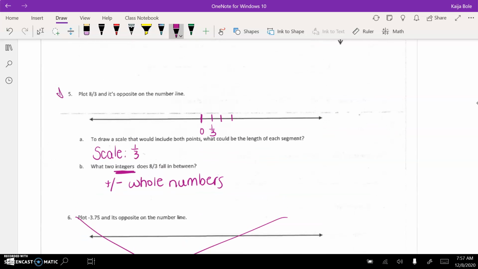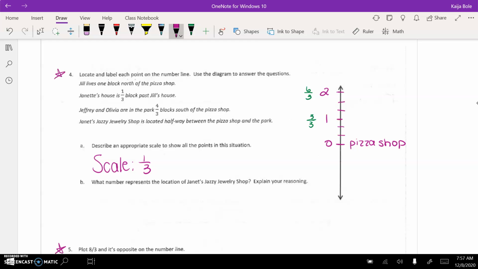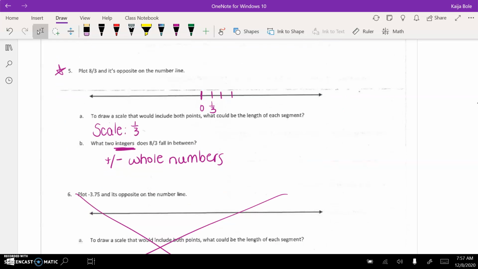Okay, so hopefully going through each of these questions helps you out a little bit. If you need more help, you can always come to office hours or send me an email.